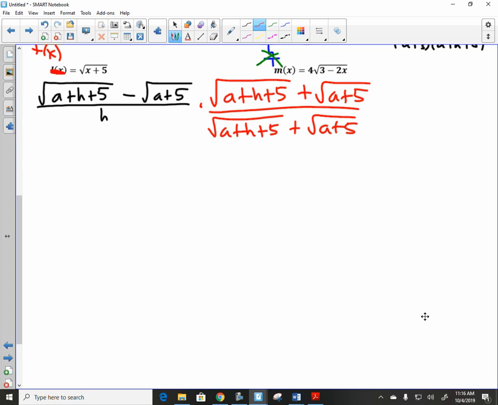How is the top different from this top? It's got a plus. It's the conjugate. Just like in Spanish, where you change the ending, you call that conjugation, right? Well, this is the conjugate. The conjugate is where you change the ending. We change the ending from minus to plus. You multiply by the conjugate. Multiplying by conjugates is awesome.